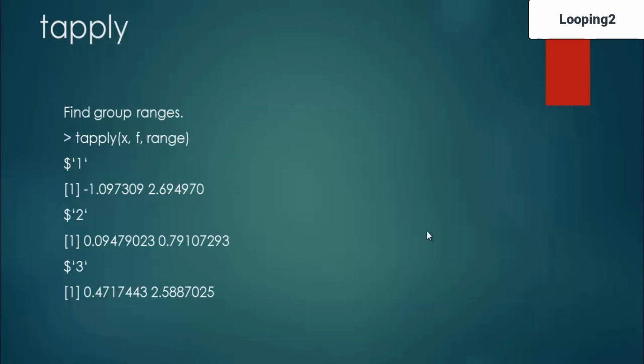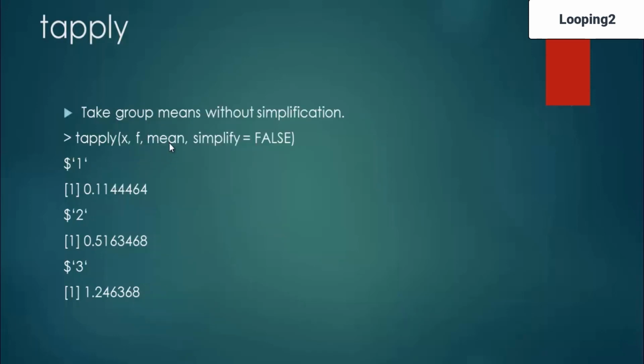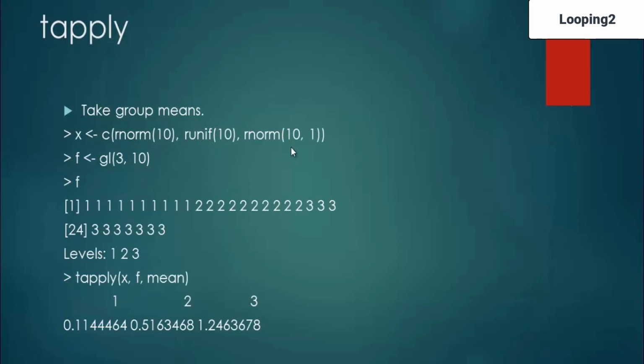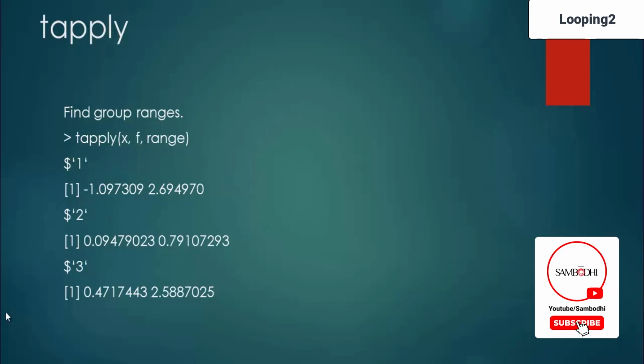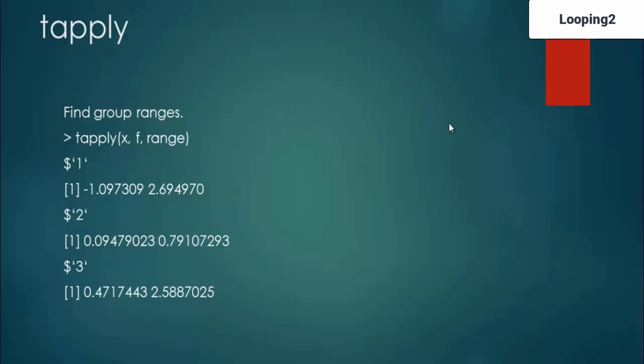Now finding group ranges. In the same way as applying mean, you can apply range, which will give you the range of each of the levels of the data. For example, when I use tapply of x comma f comma range, I'll get the range of values for each group in x, where initially it was random normal of 10 and random uniform of 10 comma 1. You'll get the range for each of the elements in that. So with tapply you create 3 different subsets and find the range or mean or any kind of function that you want to calculate.